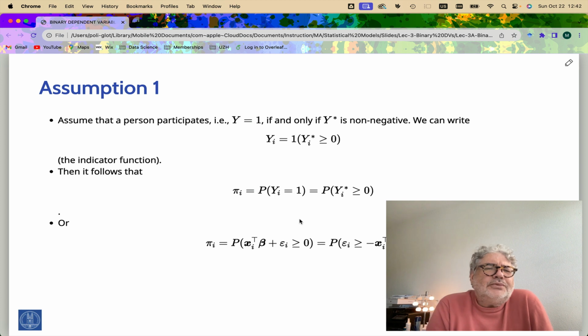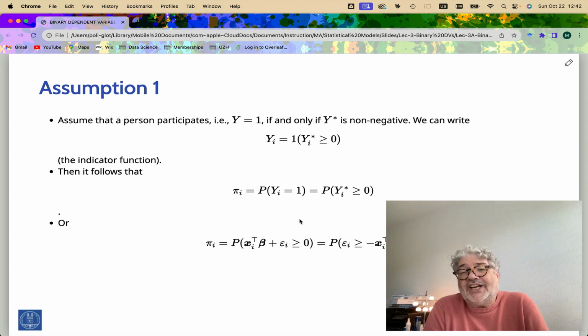We are going to assume that a person participates, that is Y equals 1, if and only if y star is non-negative. So we write that as an indicator function. Capital Yi equals 1 (yi star greater or equal 0).